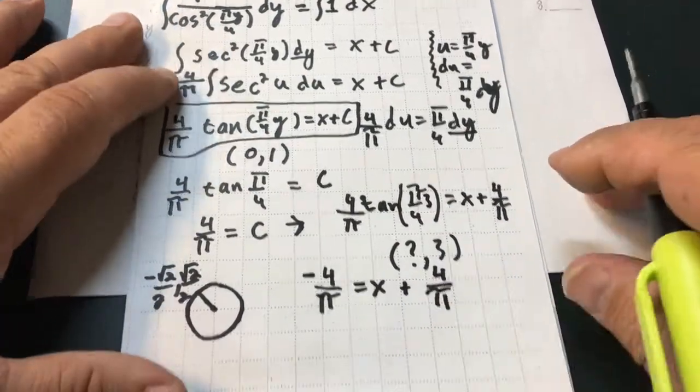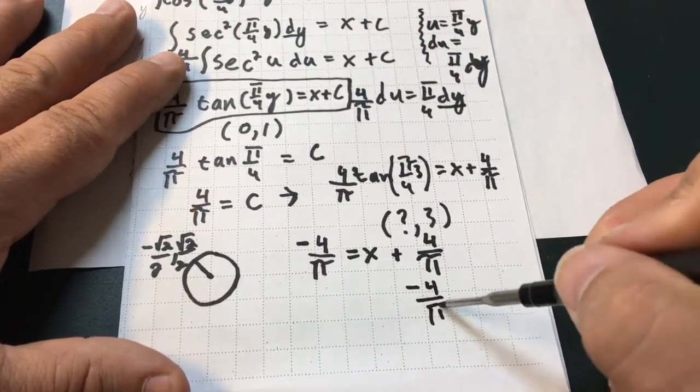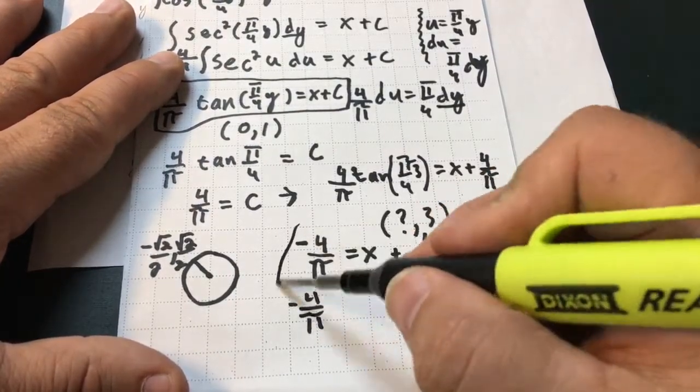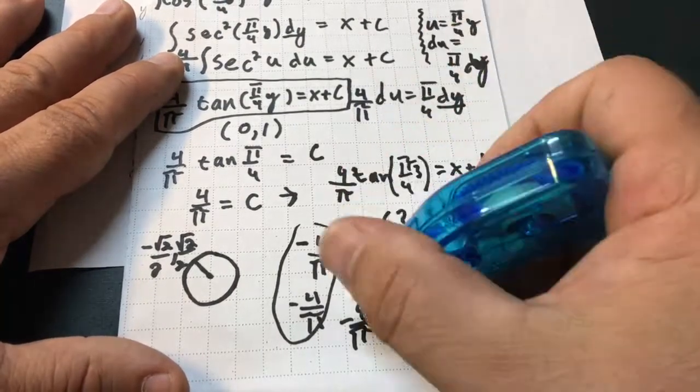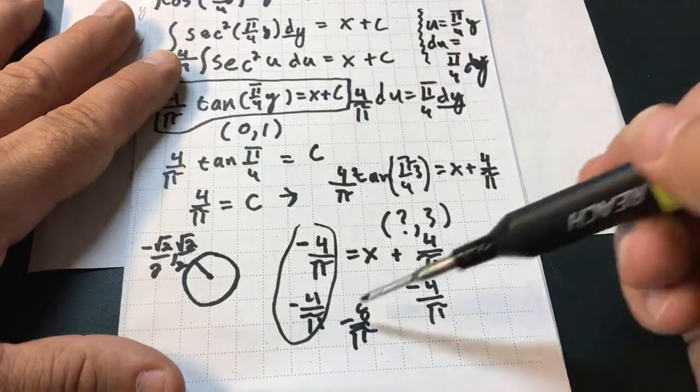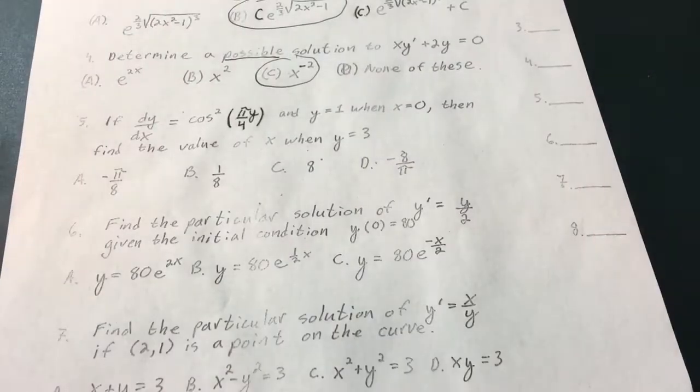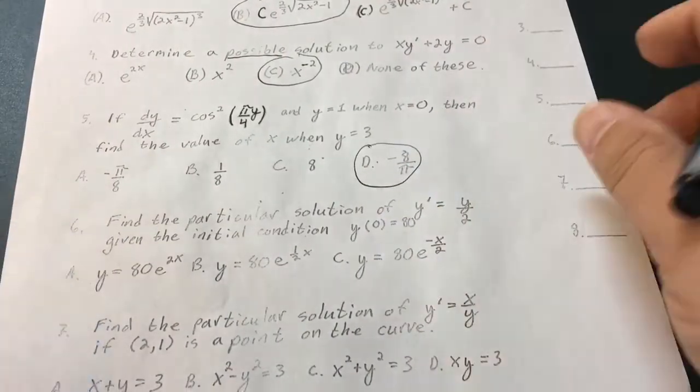Now I have to solve for x, and I'm going to subtract 4 over pi from both sides. And notice when I subtract those, I get negative 8 over pi. Negative 8 over pi. And that's going to render me choice D.